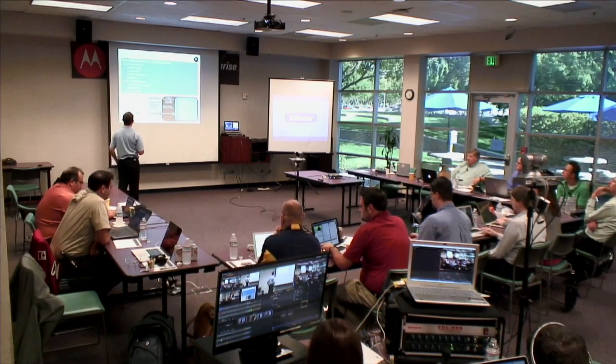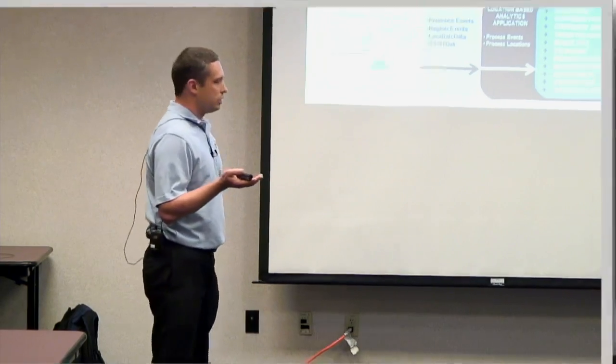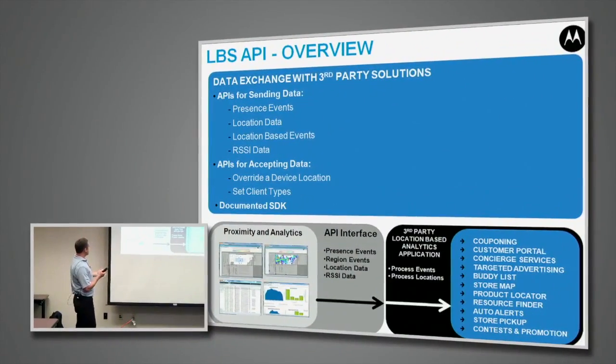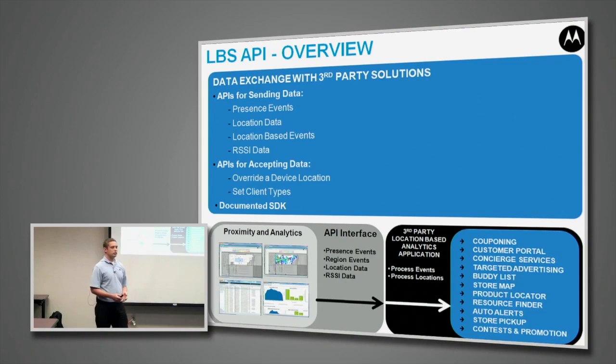The APIs. So in the APIs, you get presence events, location data, location-based events, and we do also provide the RSSI data. We don't really have anyone using the RSSI data stream, but most everyone uses the presence events or location data.